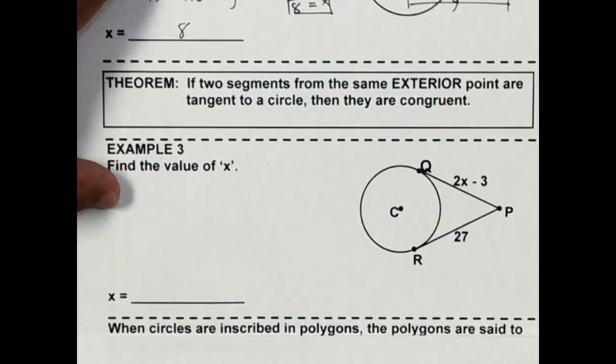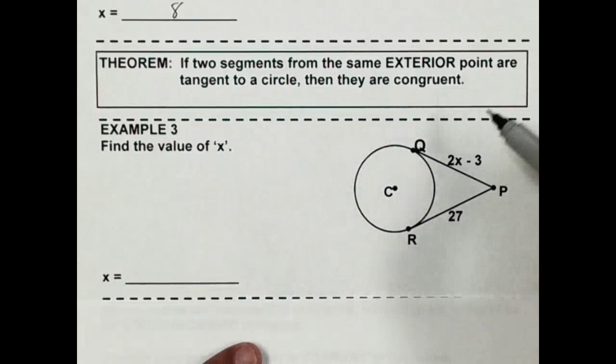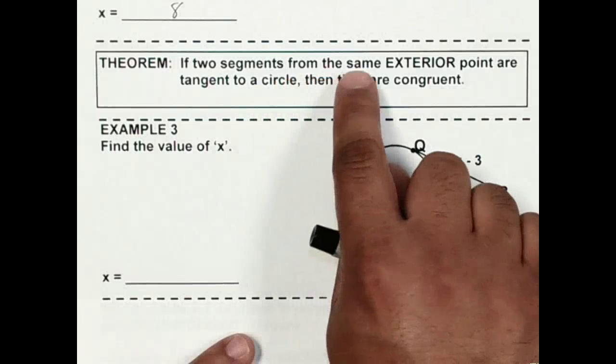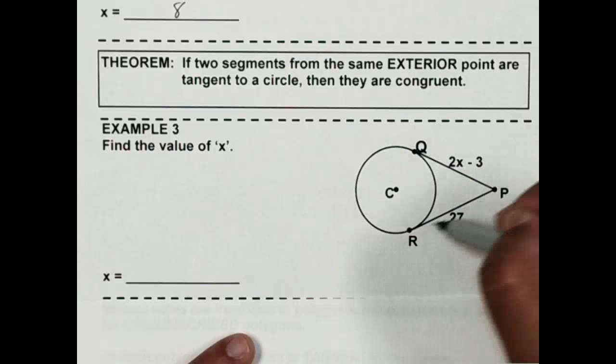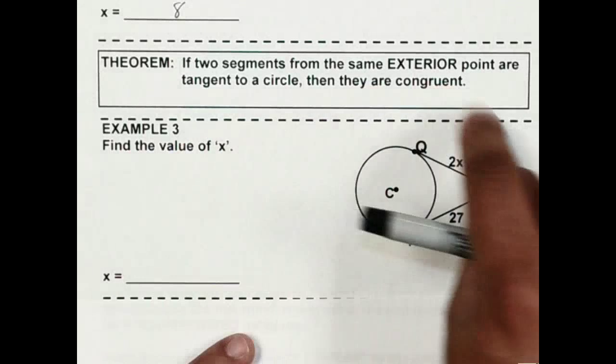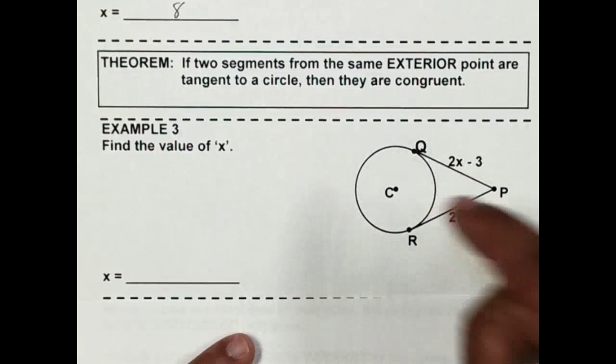Next theorem that we're going to look at, and I'll show you the picture. If two segments are from the same exterior point, so here's my exterior point P, and notice you have two segments coming out from that point P, PQ and PR, then these segments are congruent.